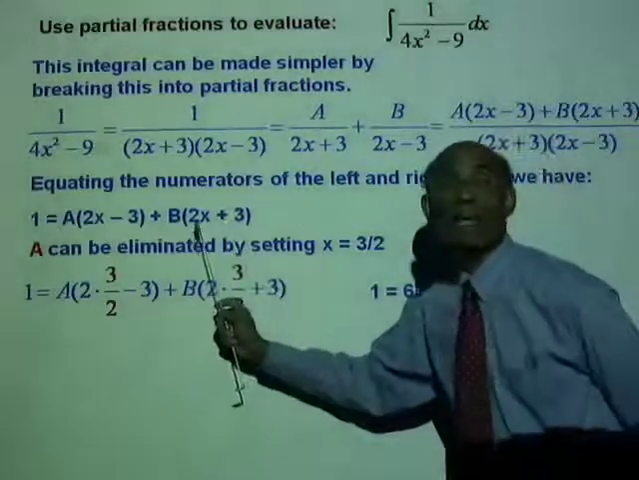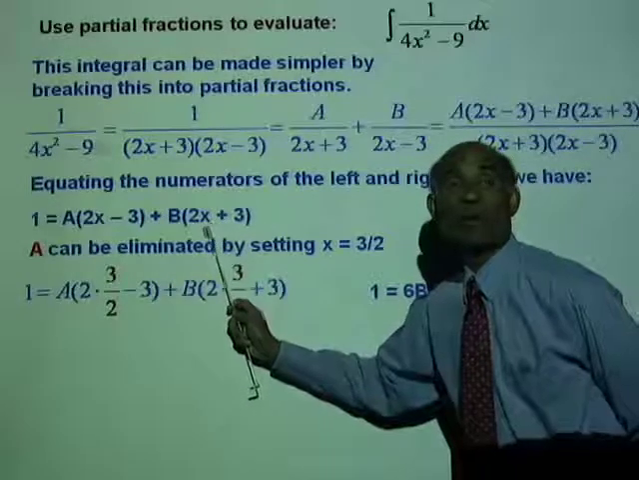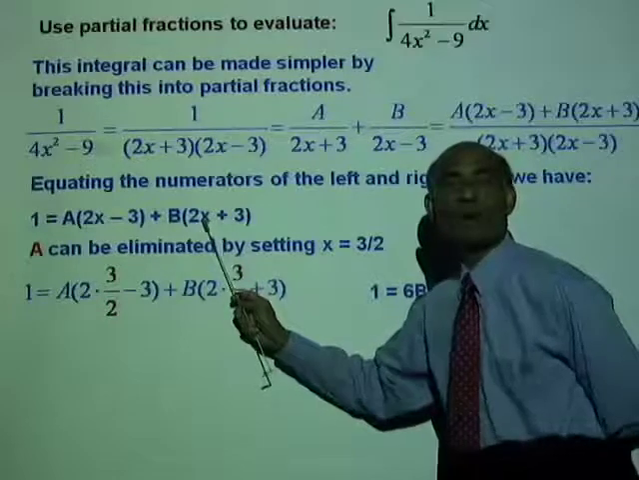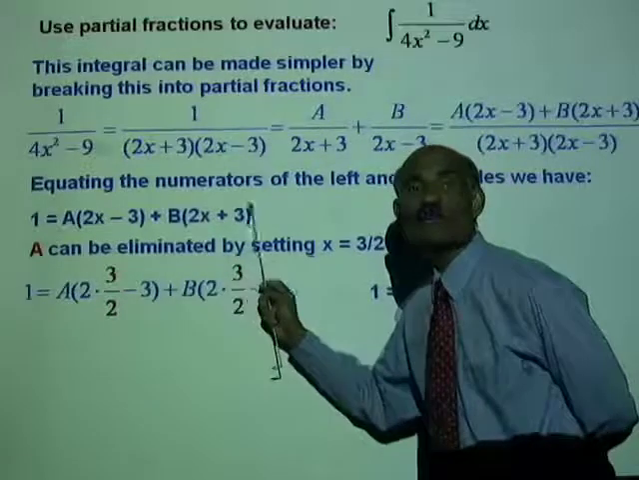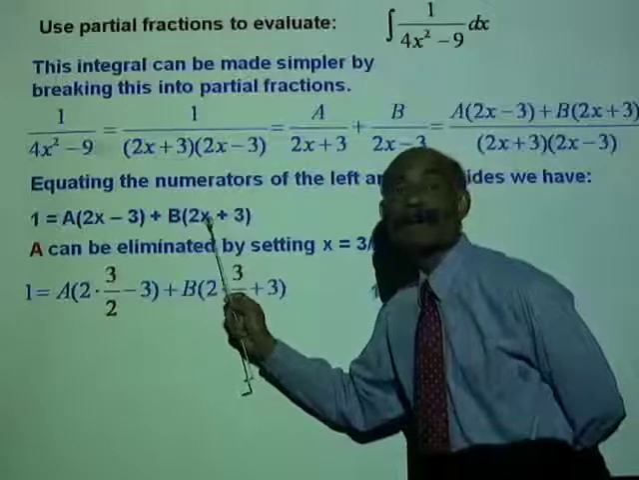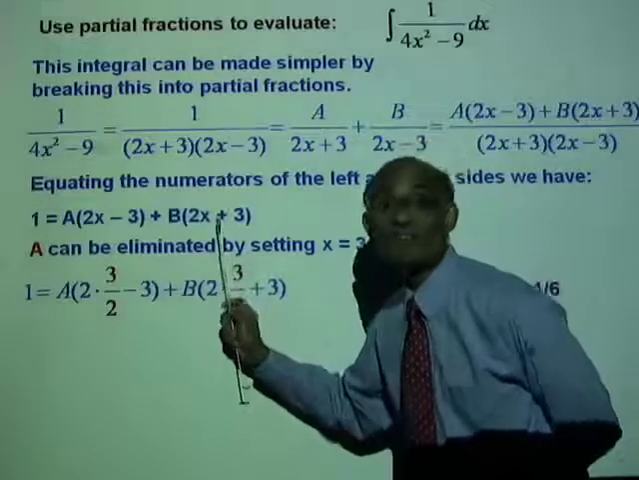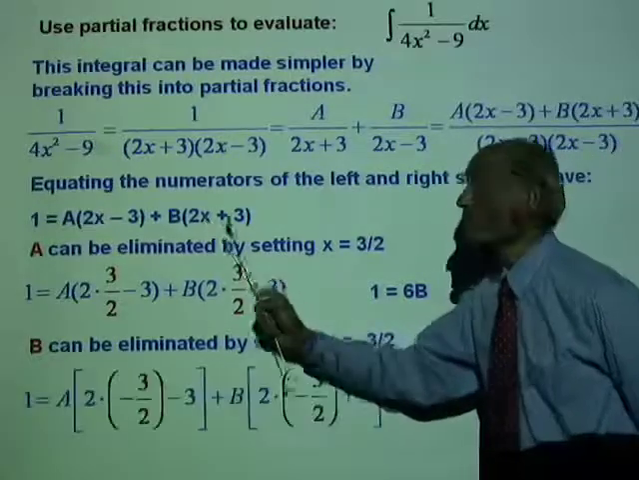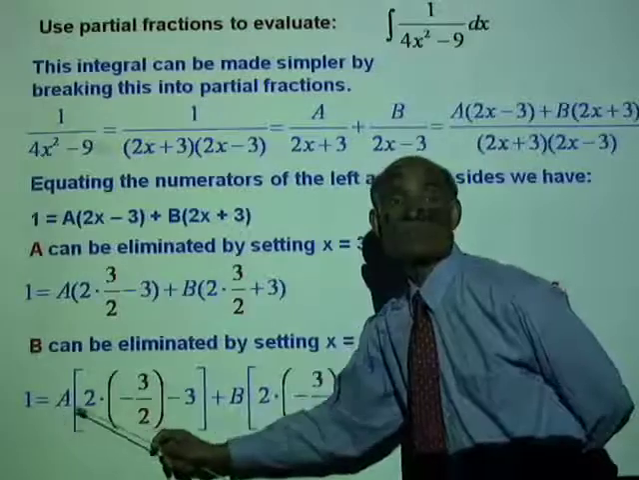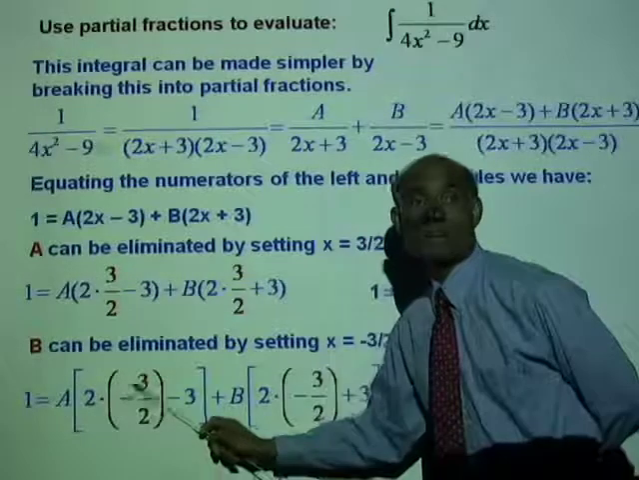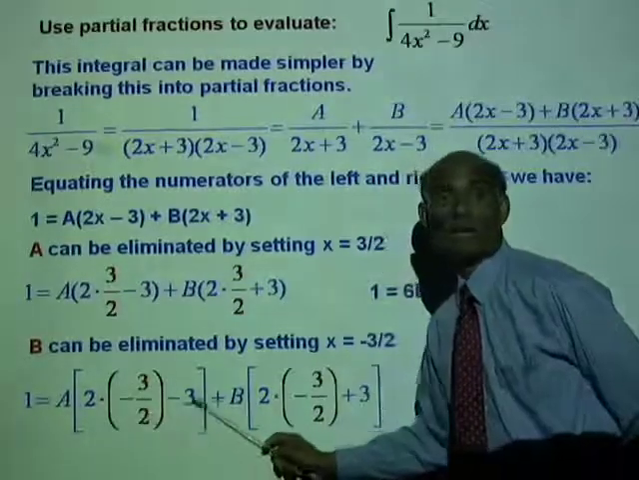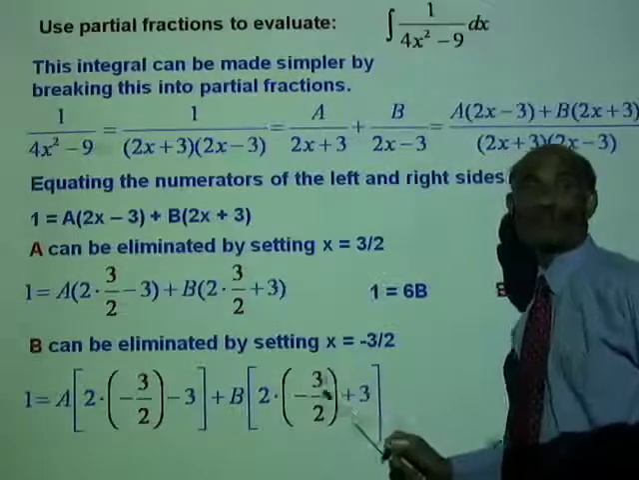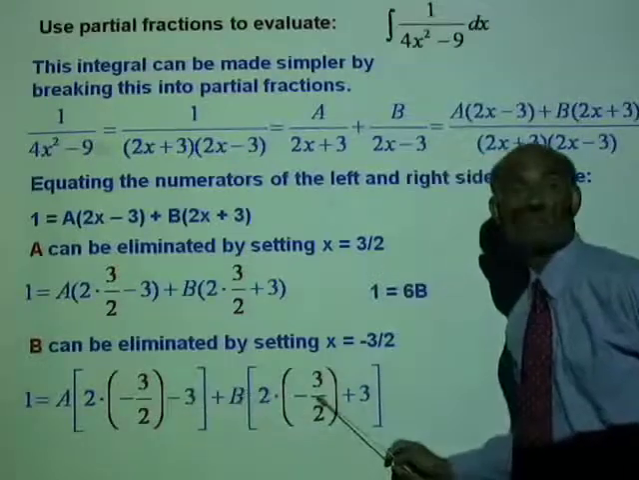Similarly, we go and eliminate B. Tell me, what will you choose as x to eliminate B? What value of x will make this quantity 0? x equal to negative 3 over 2. That's right. Put x equal to negative 3 over 2, you have 1 equal to A times (2 times negative 3 over 2 minus 3) plus B times (2 times negative 3 over 2 plus 3). We just replaced x by negative 3 over 2.